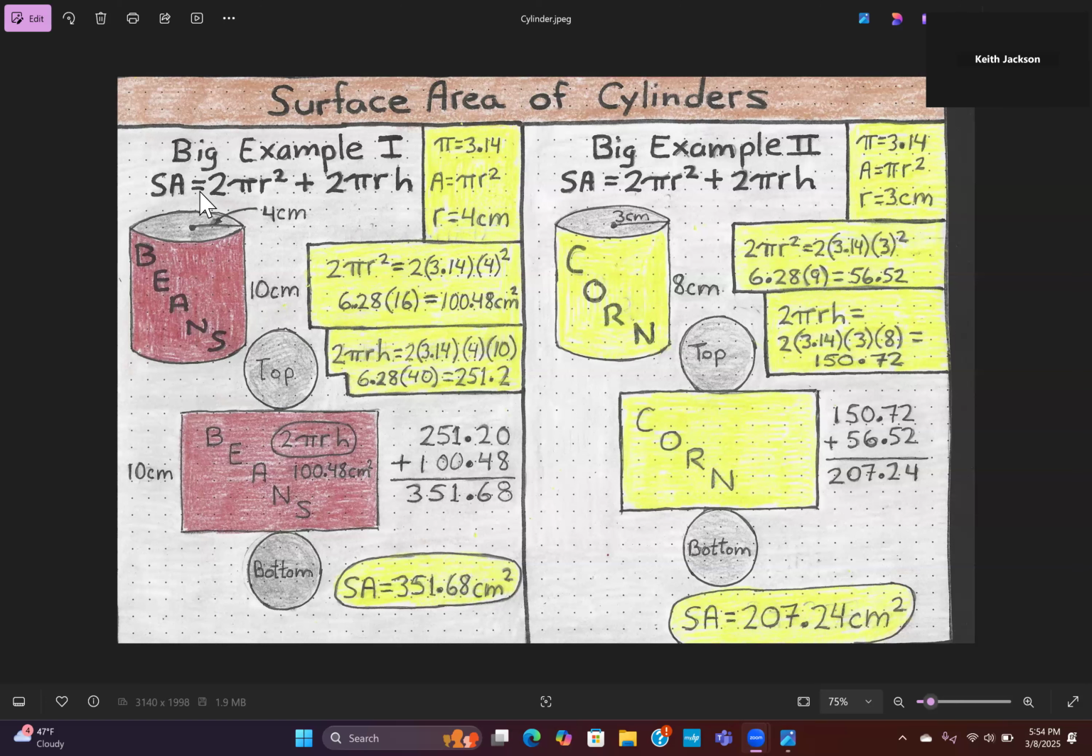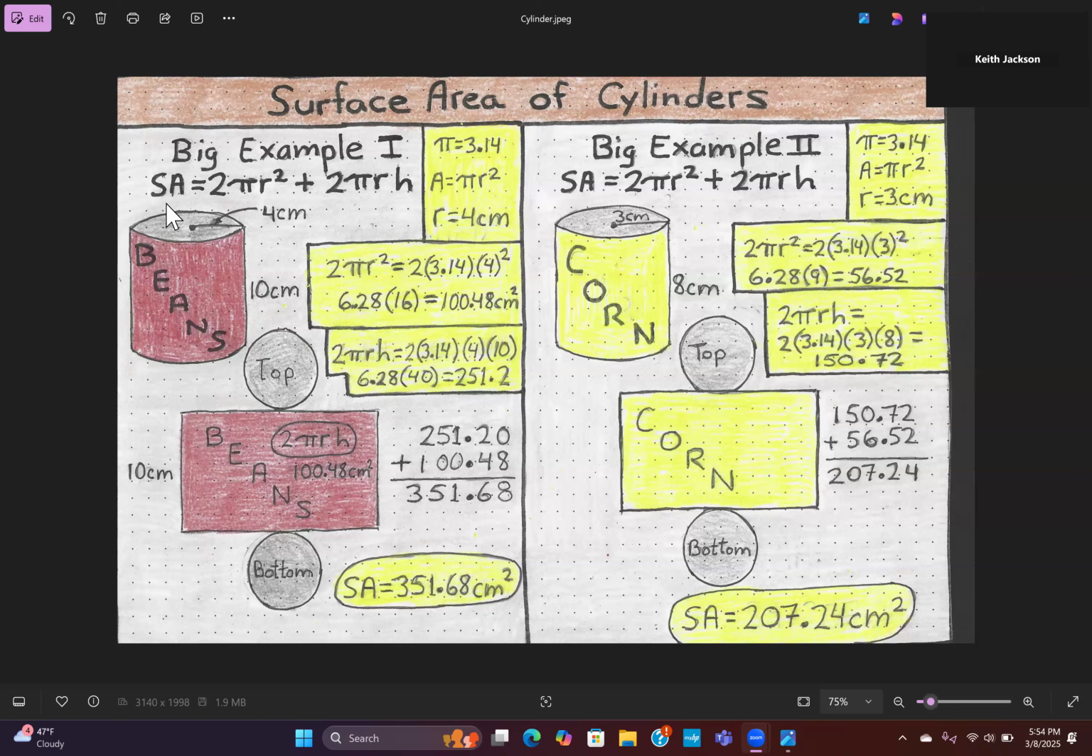We're going to multiply that by 2 because pi r squared is the area of a circle. Since we have two circles that you see right here in this cutaway version of this can, a top and a bottom, we multiply by 2. One circle times 2 gives us the area of these two circles. We're just going to go through this equation and come up with the surface area of this can of beans.